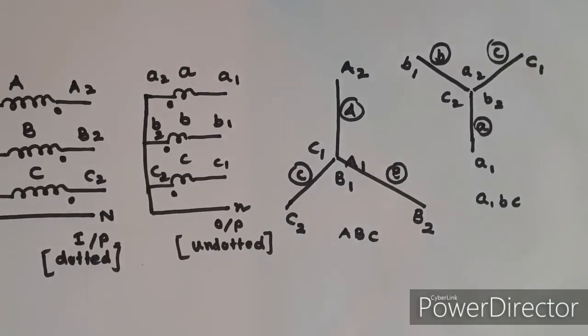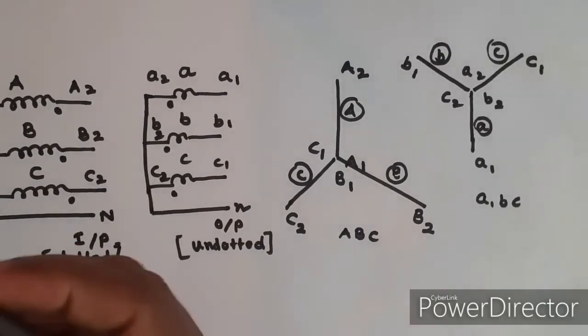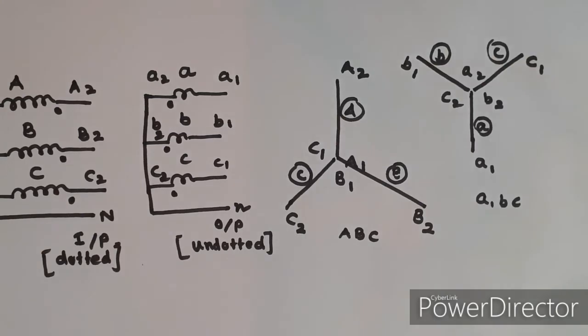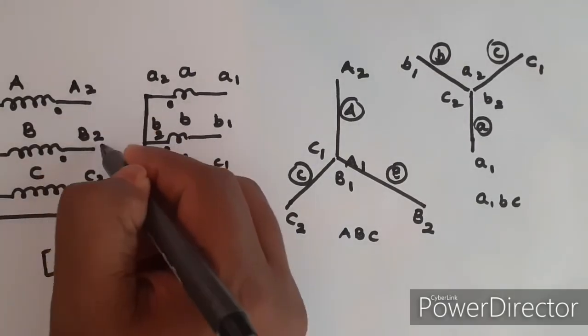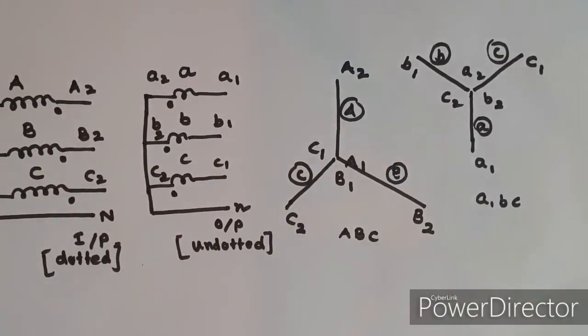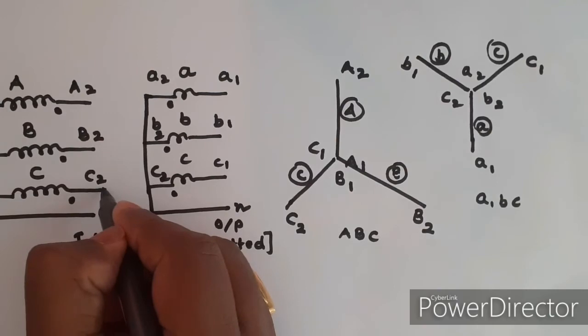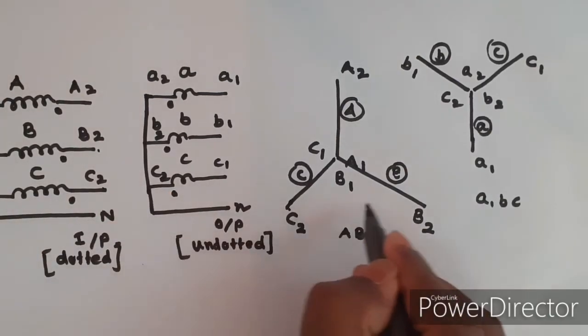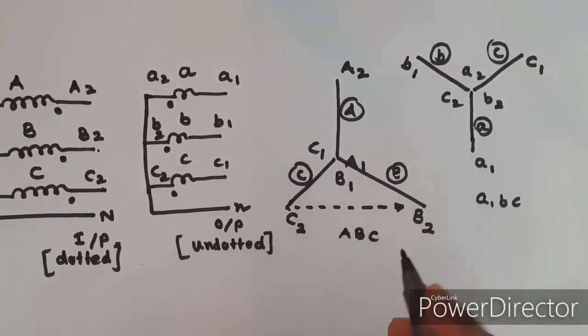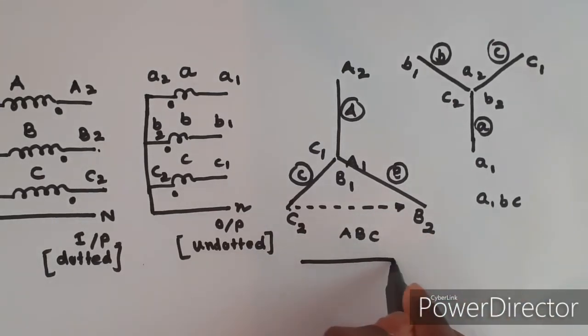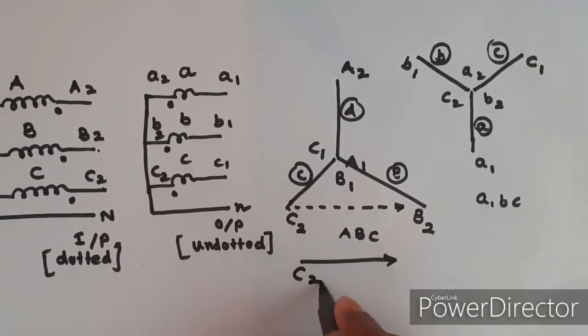For finding out the group, I will take any line voltage. In every case I am taking the line voltage C2, B2. You can take A2, B2 as you like. I am taking C2, B2. Here this is your C2, B2 in this direction.